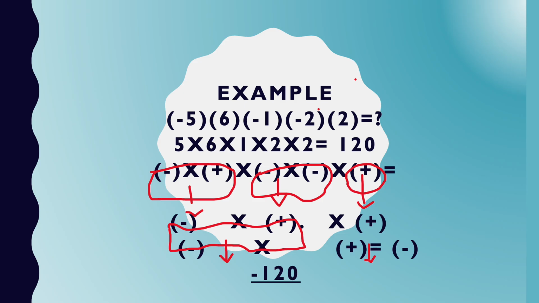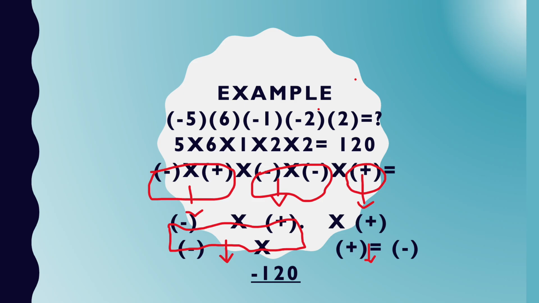Now I am gonna think about the signs. So what is the sign of the number 5? Minus. What is the sign of the number 6? Plus. What is the sign of the number 1? Minus. What is the number 2 sign? Minus. What is the other number 2 sign? Plus.